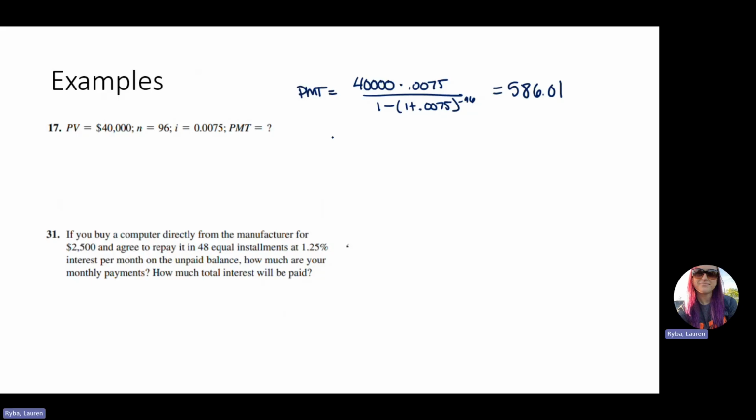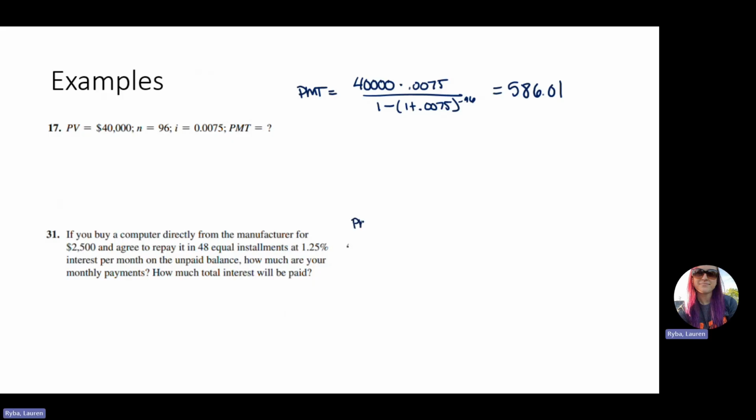If you buy a computer directly from the manufacturer for $2,500 and agree to repay it in 48 equal installments at 1.25% interest per month on the unpaid balance, how much are your monthly payments? And then how much total interest will you then pay?